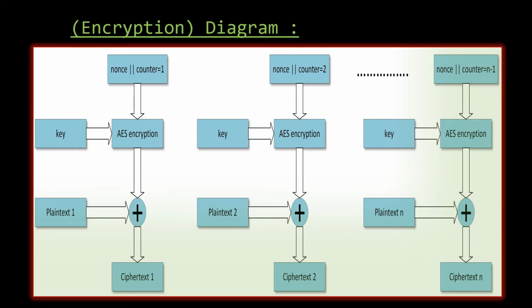The following diagram shows the flow of encryption process for counter mode. It can be seen that the nonce value concatenated with the counter value is first encrypted with the key using ICE encryption and the output is XORed with the plaintext block to get the ciphertext block. The process iterates until n number of plaintext blocks are encrypted with incrementing counter value each time.